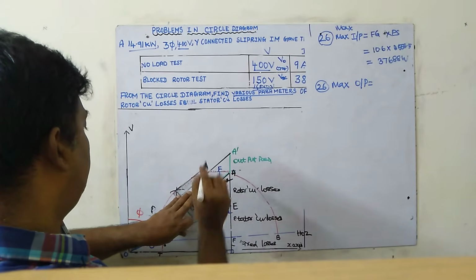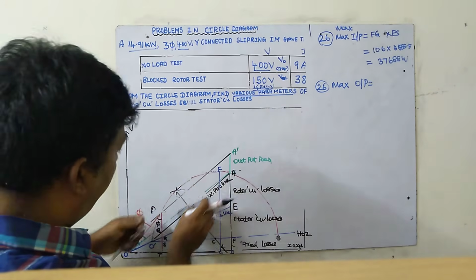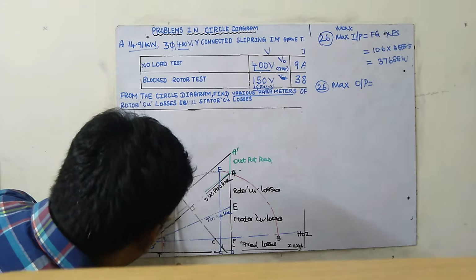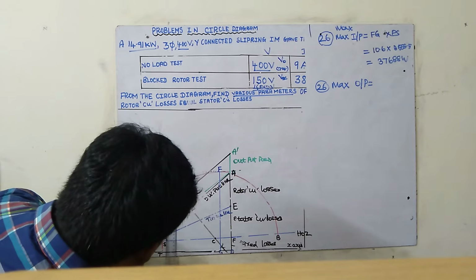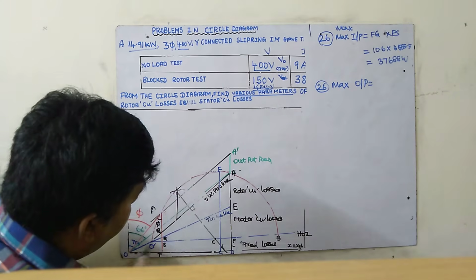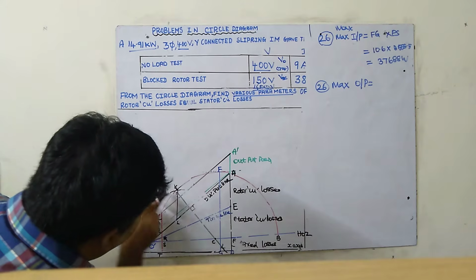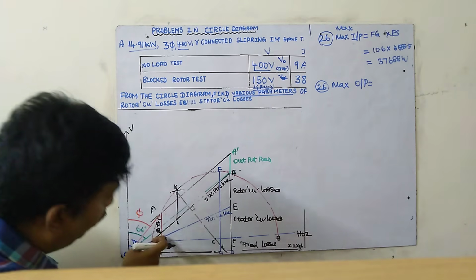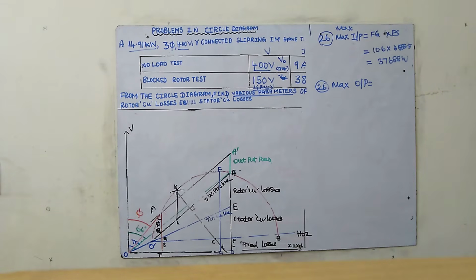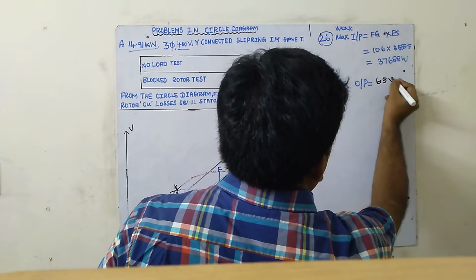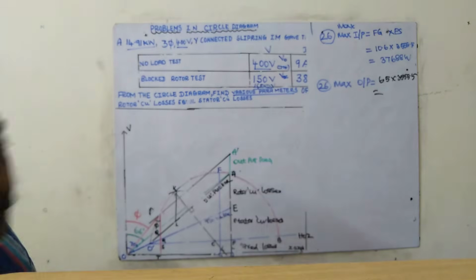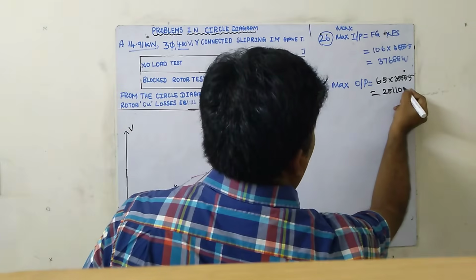This point I have to measure. From this point to the output line, I have to measure. From this point, I have to draw a line. From this tangent line to the output line, I have to measure. This is FG. KL, I will put KL. See, K in the semicircle and L in the output line. Then what is the value of this? The value equal to 6.5 into the power scale, 0.5. So what value am I getting? I am getting 25,110 watts.